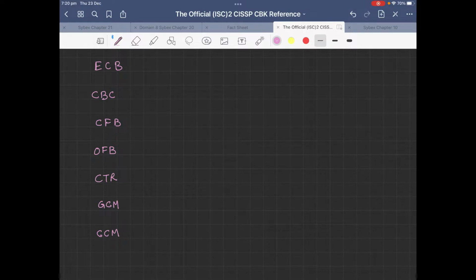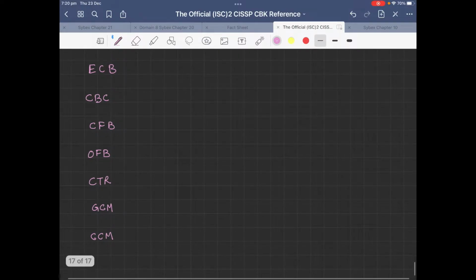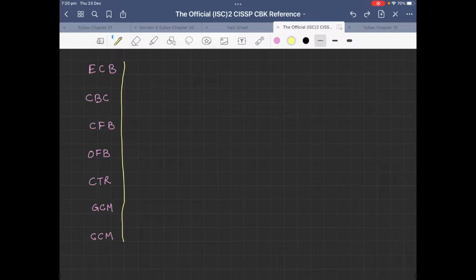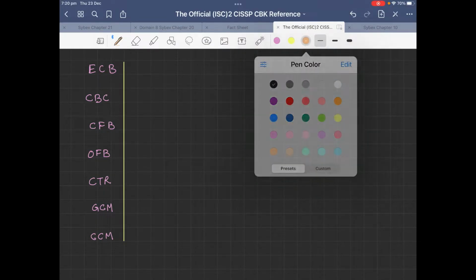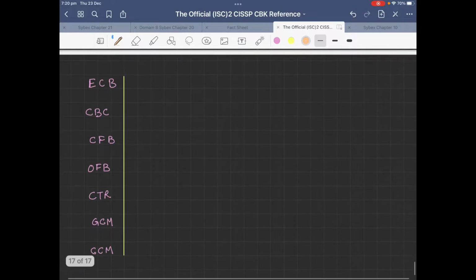So if we look into these, what is the first thing we have to keep in mind? Black will not be a suitable color, so let's take yellow. Let me draw a line first. Okay, so let me also write what I am going to discuss about these modes. We will first discuss the nature of encryption for them.